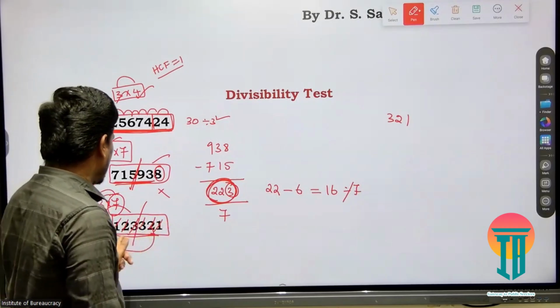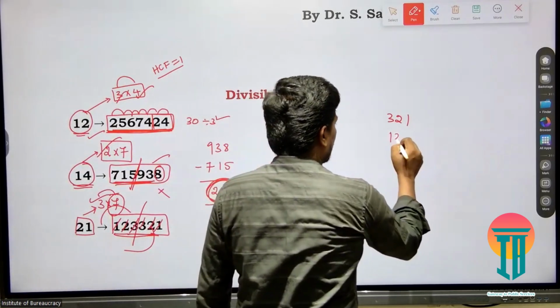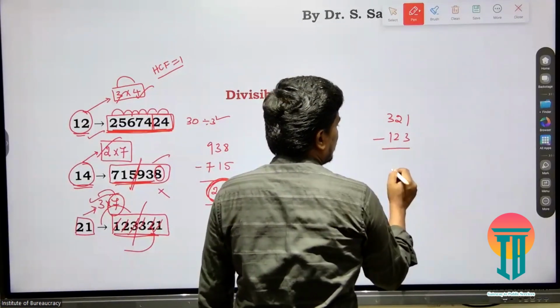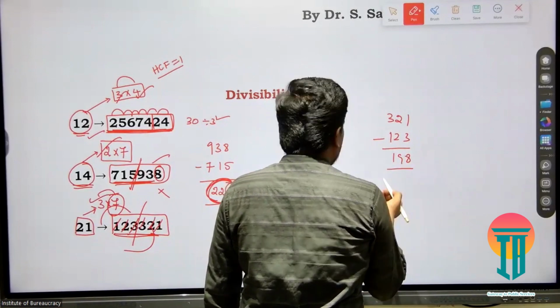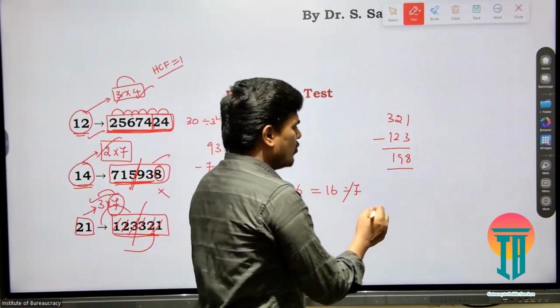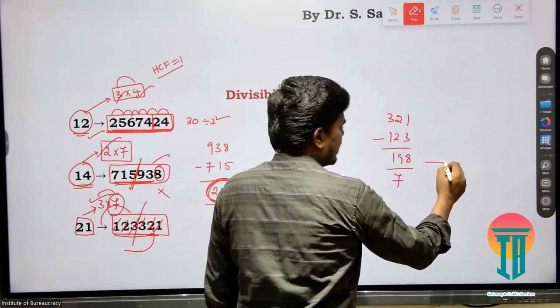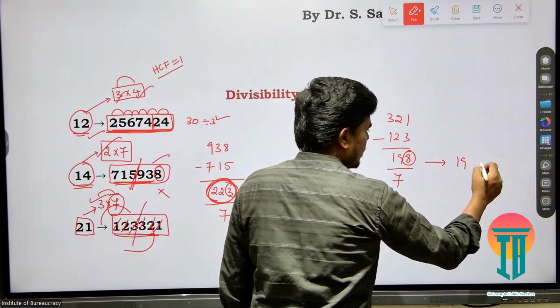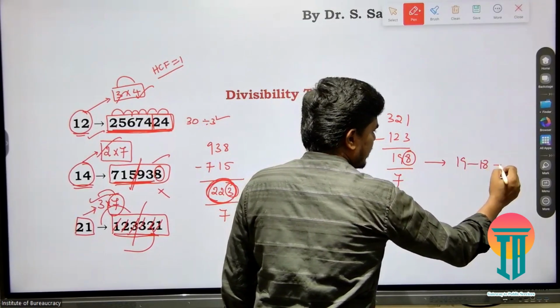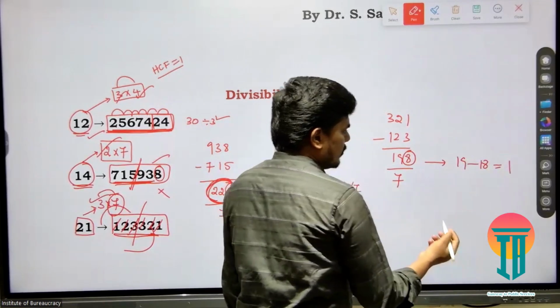I get 3 2 1. Next is 1, 2, 3. If I take the difference, it's going to be 198. Whether 198 is divisible by 7, you can do the ordinary division or else, as I said, you take 19, take the last digit, the unit digit, multiply by 2, it is 16. Subtracted, it's going to be 1.